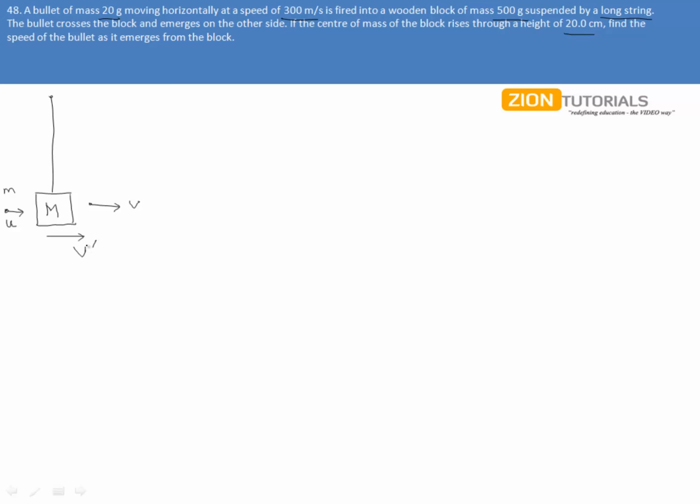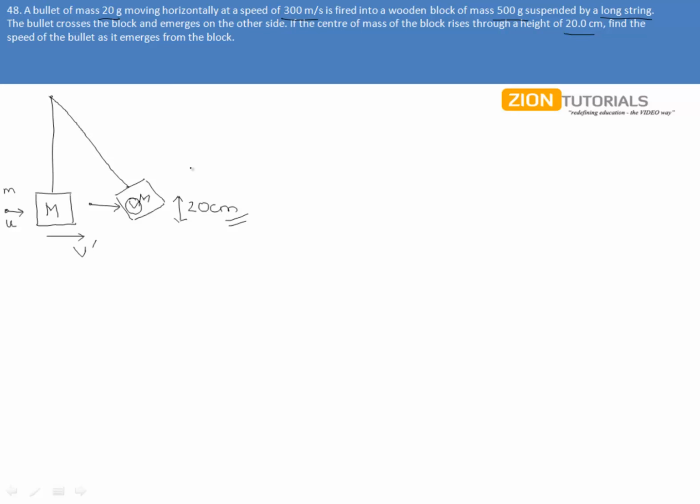Due to this velocity v dash, this block does a motion and reaches a position raised by a height of 20 centimeters. And we need to find this value of v with which the bullet was moving.